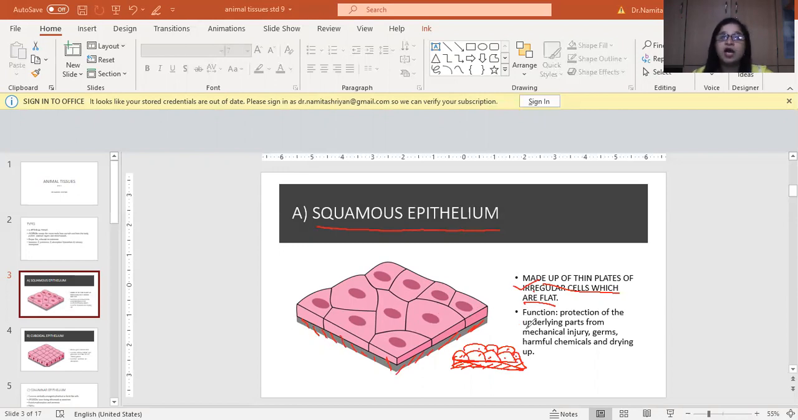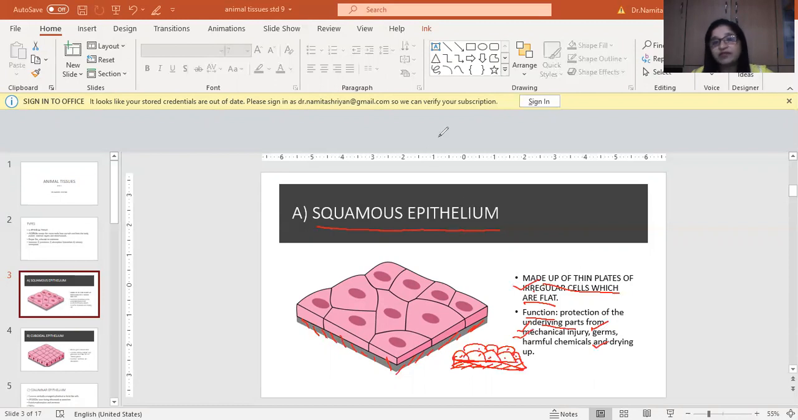Even the lining of our mouth, the mucosa, that is the mucous cavity, and all your gastrointestinal tract is covered with this squamous epithelium. So its main function is protection of the underlying parts from any kind of mechanical injury, germs, harmful chemicals, and drying up.